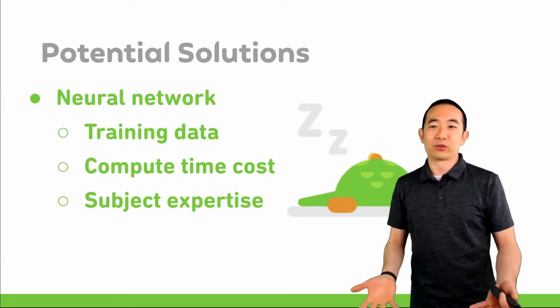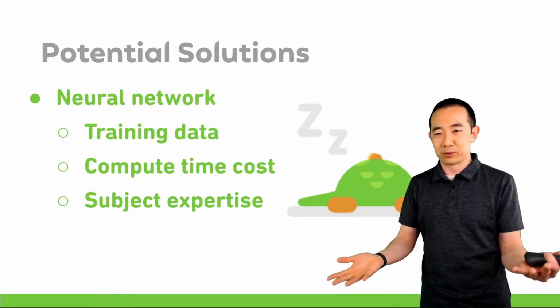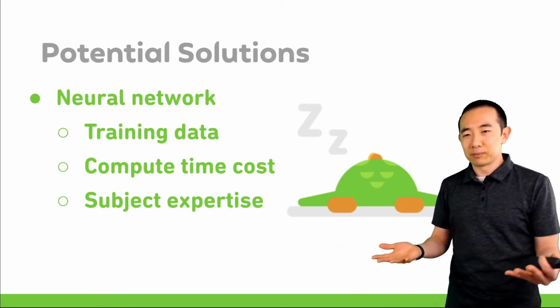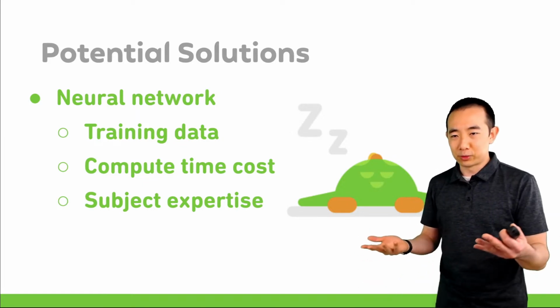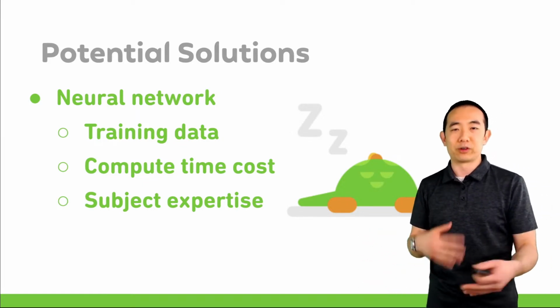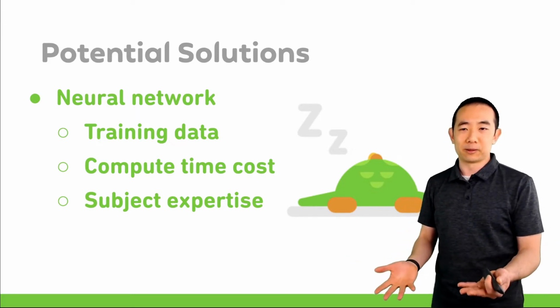Let's consider a potential solution. We could implement a neural network. This is one of those things that's popular in tech right now, but the problem here is that it requires a lot of labeled training data, which we don't have. It also requires a lot of compute time to generate the model and run the tests on it, and we also don't want to spend that amount of time.